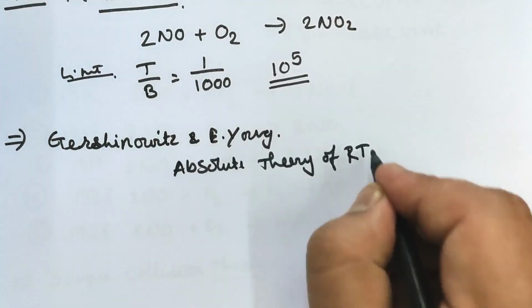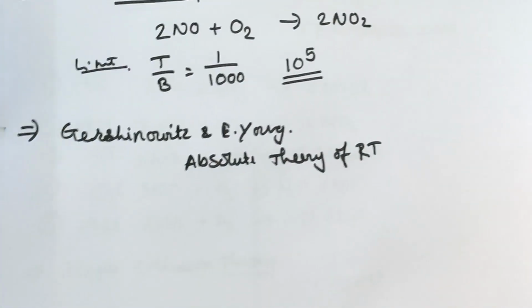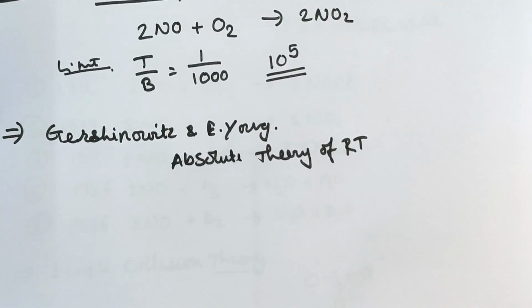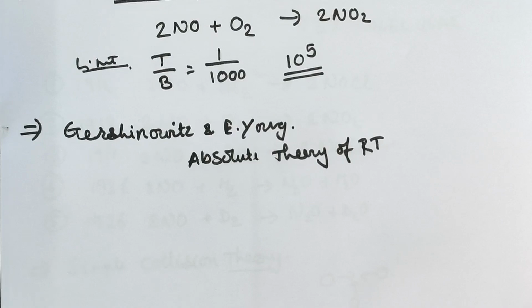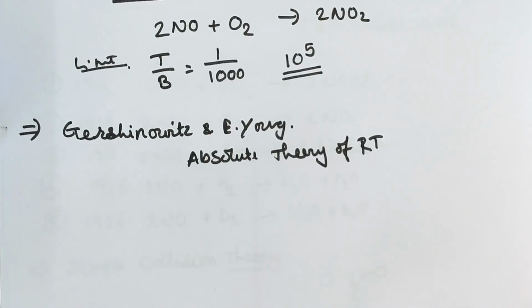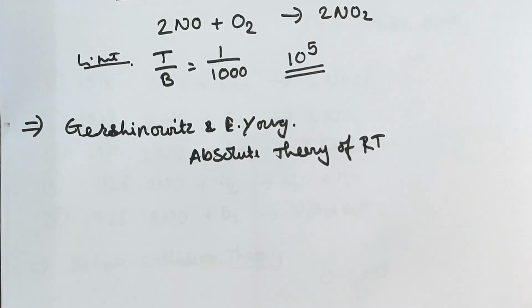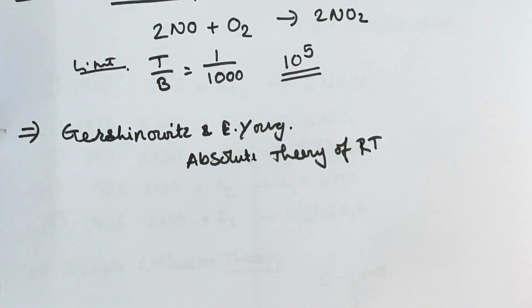So they took the help of absolute theories of reaction rate, and with the help of these absolute theories of reaction rate, they tried to explain the dependency on the temperature, as well as the structure of the activated complex that might be taking place.